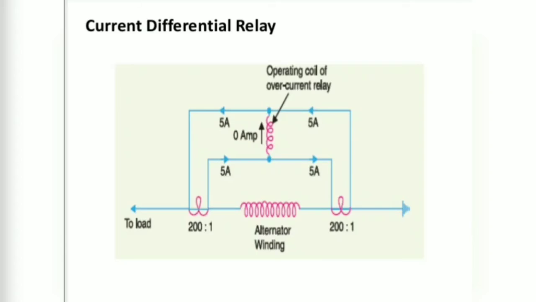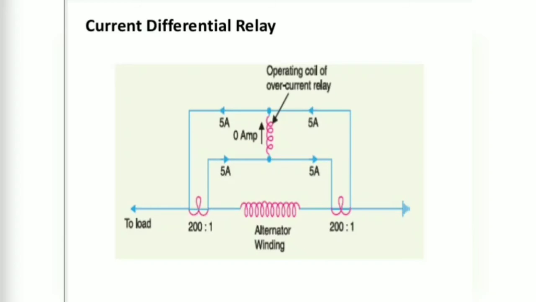This differential relay compares the current at the two ends of the alternator winding. So under normal operating condition, suppose the alternator winding carries a normal current of 1000 ampere, then the currents in the two secondaries of the CTs are equal. This current will circulate between the two CTs and no current will flow through the differential relay in this normal operating condition. Therefore, the relay remains inoperative.